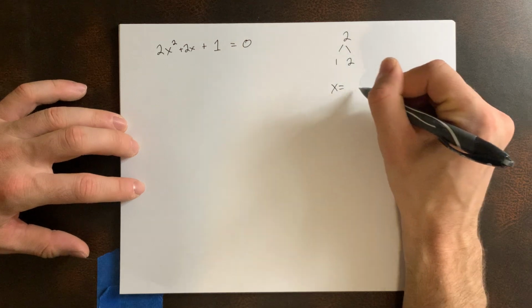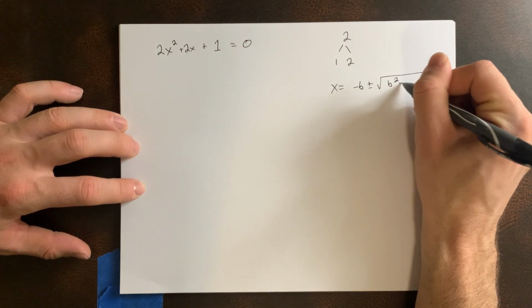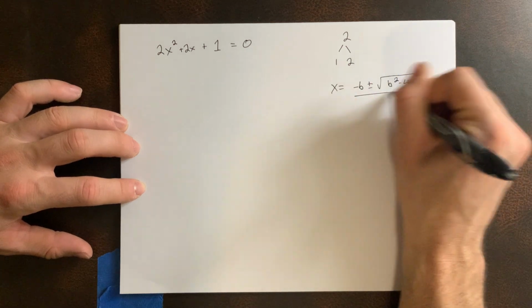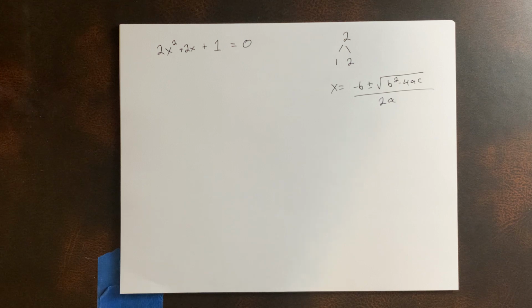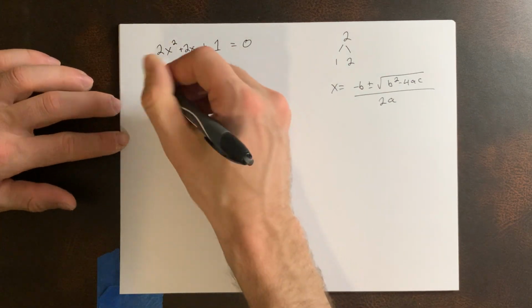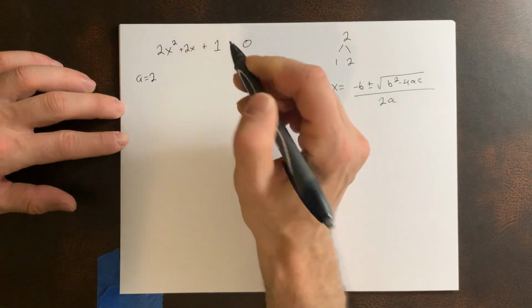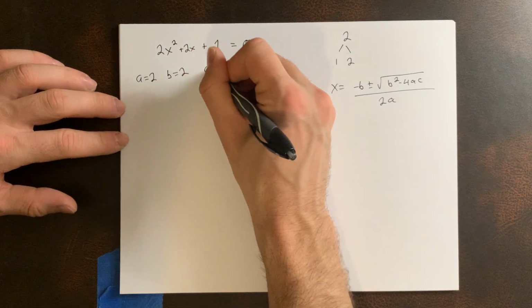So let's write that down again. Negative b plus minus the square root of b squared minus 4ac, all over 2 times a. So now let's see, what is our a, b, and c? Well, here our a is 2. Here our b is also 2. And here our c is equal to 1.